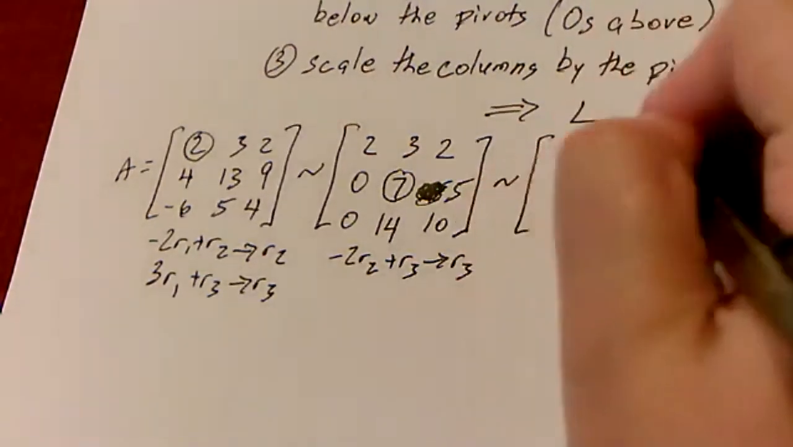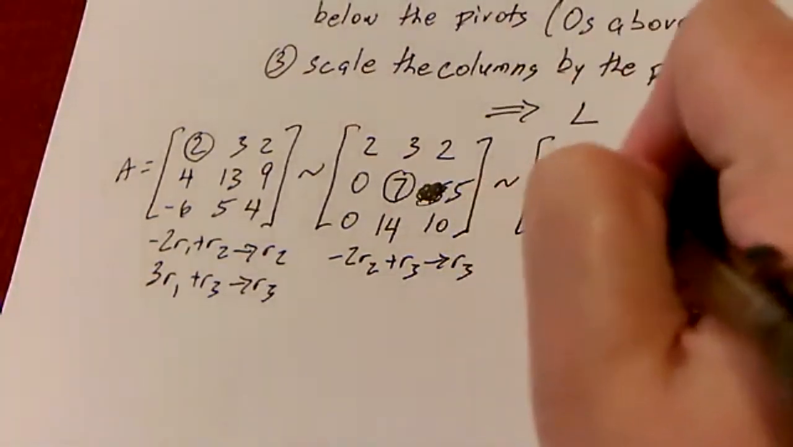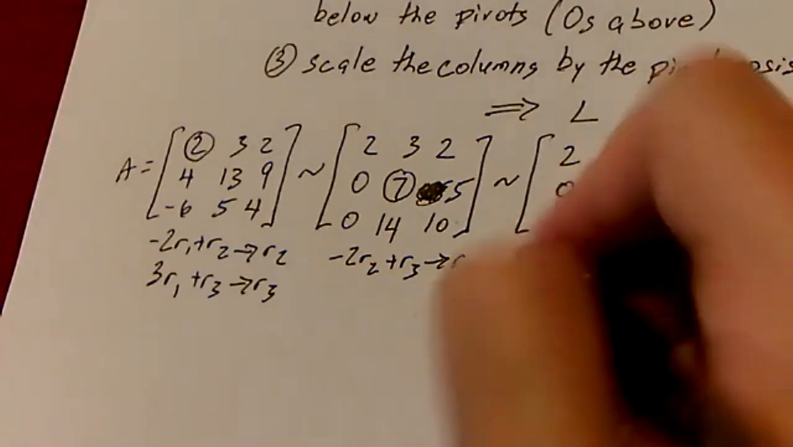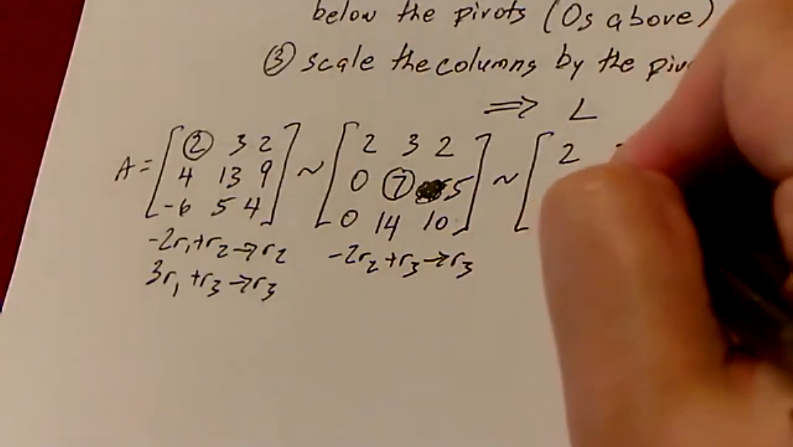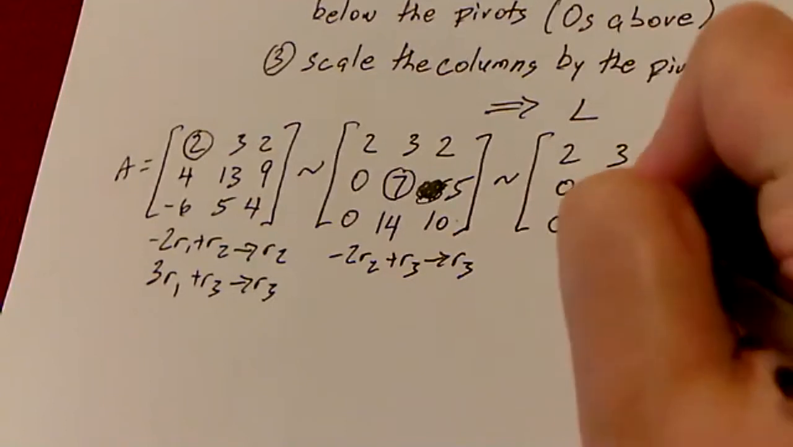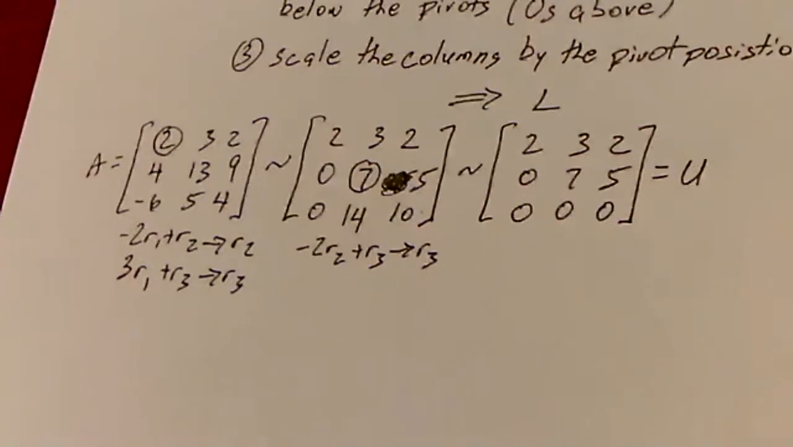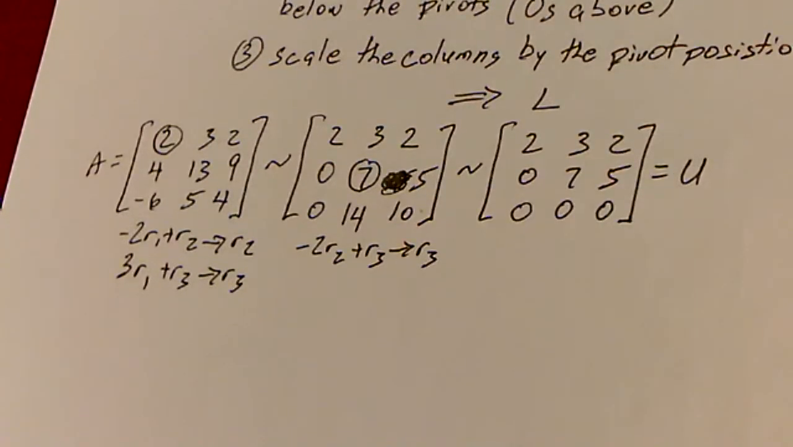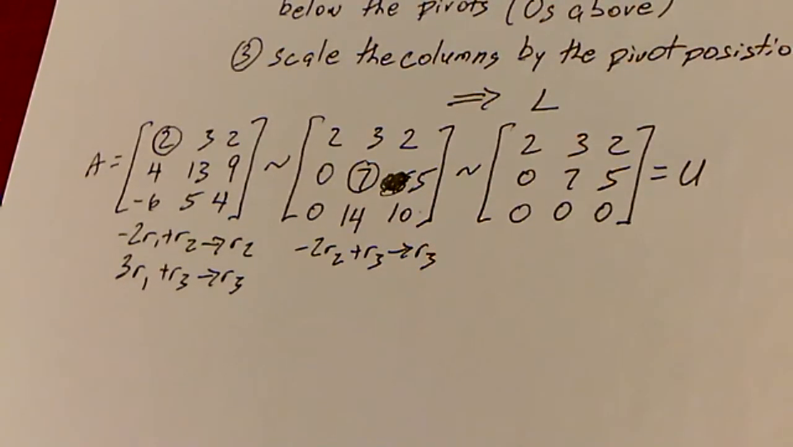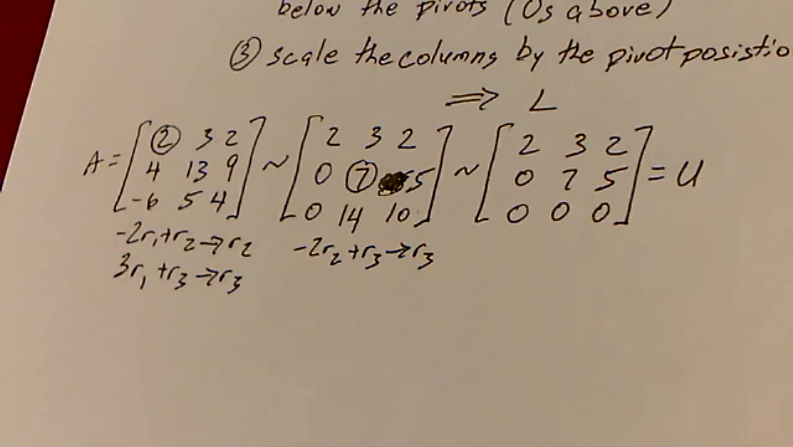So I have 2, 3, 2 top row unchanged. 0, 7, 5 second row doesn't change. 0 and 0 makes 0. -14 and 14 makes 0. -10 and 10 makes 0. So there is my matrix U. Now notice I only had the 2 pivots here. Just the 2 pivots. So I need to take those 2 pivots and slide them down.